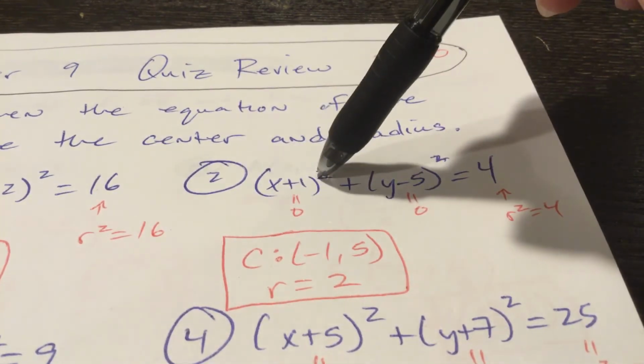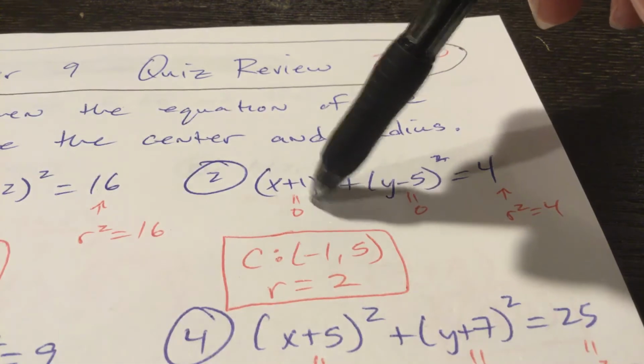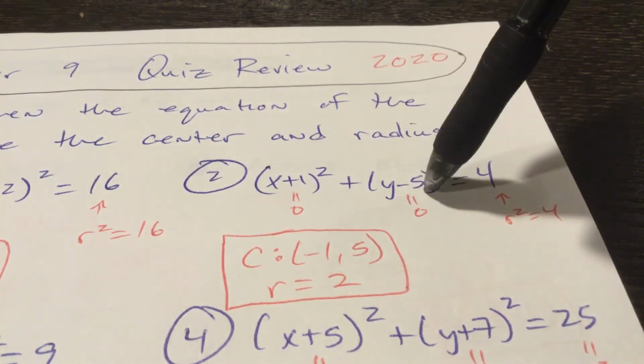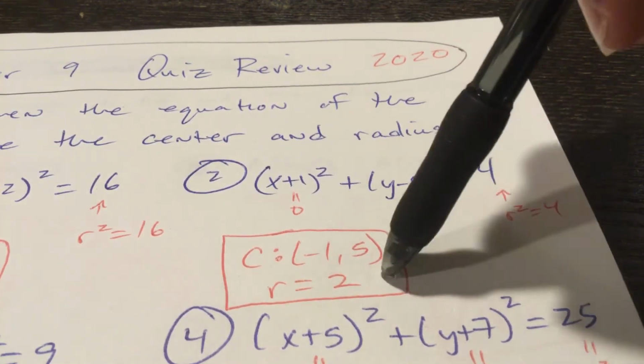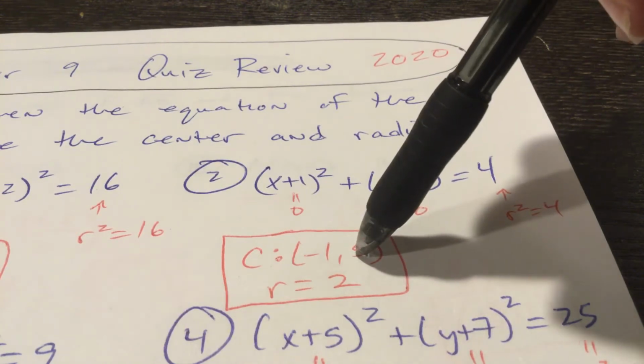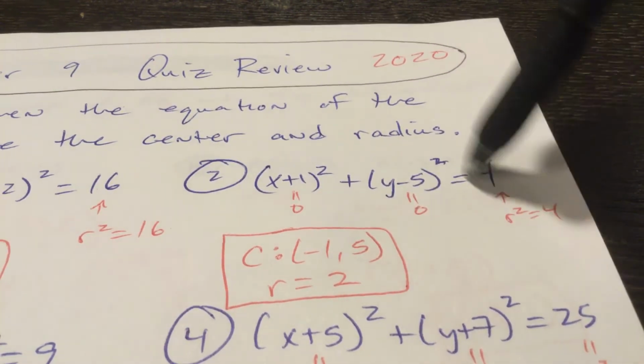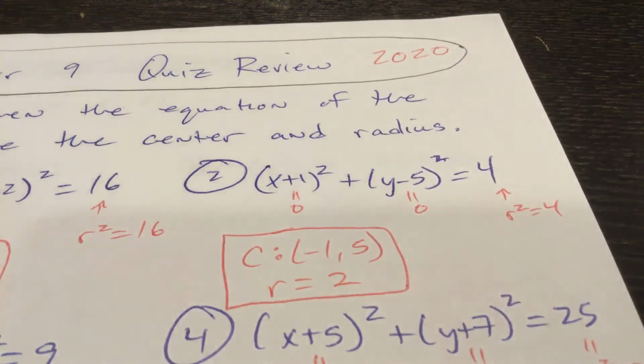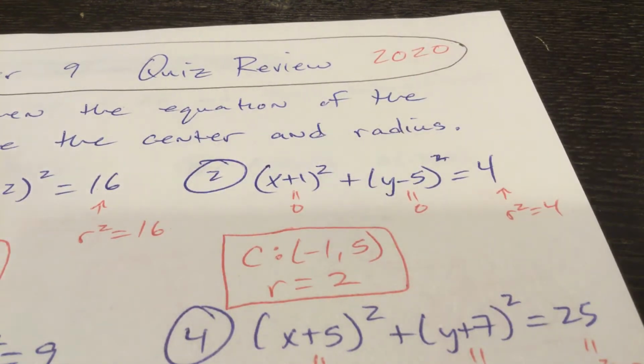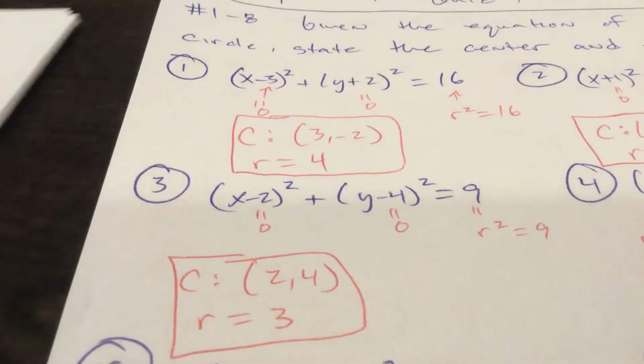(x plus 1) squared, that means the center would be, set this equal to 0, negative 1, comma, (y minus 5) squared, set this equal to 0. The y coordinate of the center would be 5. r squared is equal to 4. The radius is 2. Show all this work, write exactly what I have, and you'll be given that full credit.